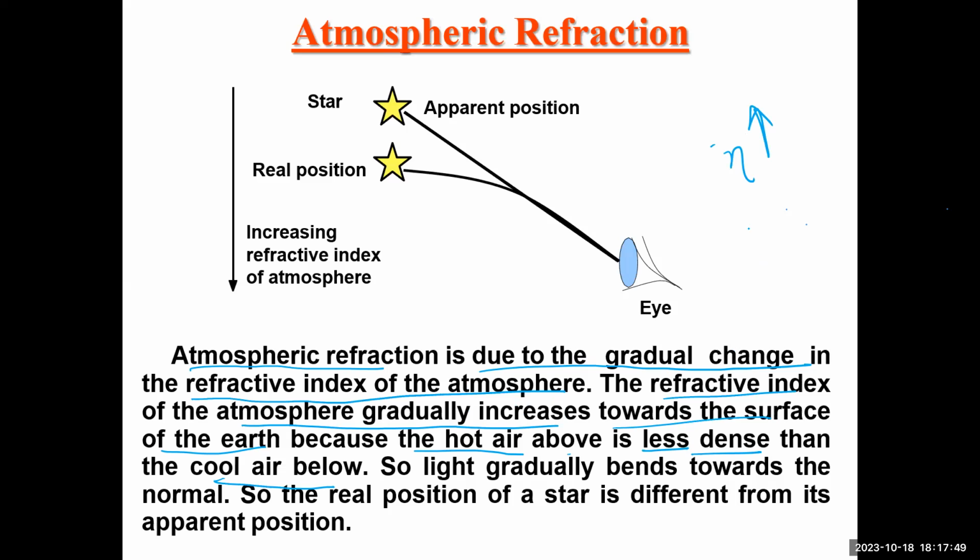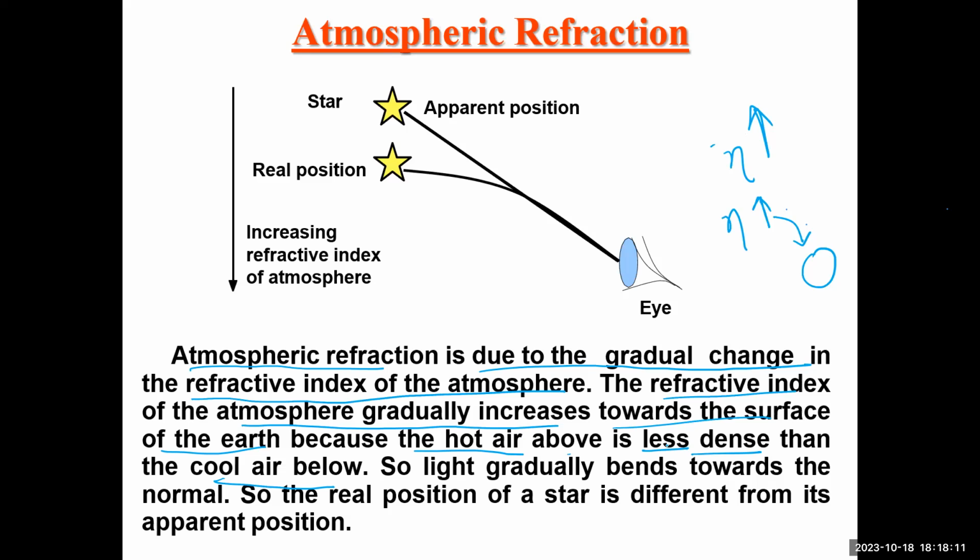So, I'll try to explain here clearly. Refractive index eta is increasing. How is it increasing? It is increasing towards the Earth's surface. If this is my Earth, it is increasing towards the Earth's surface. Why is it increasing towards the Earth? Because of the hot air in the atmosphere. That hot air is less dense.